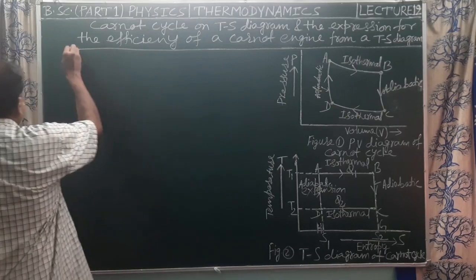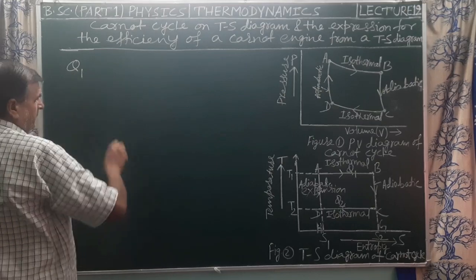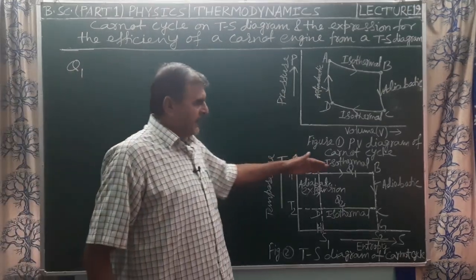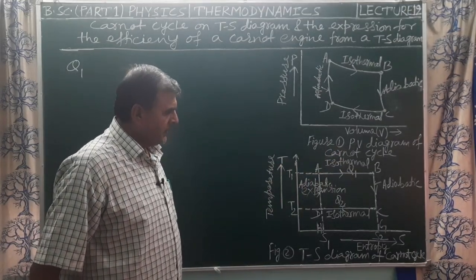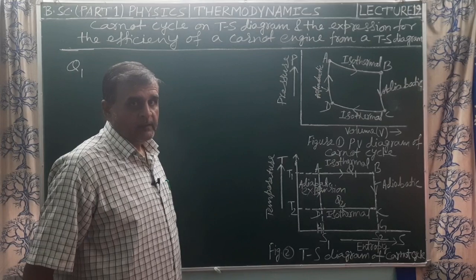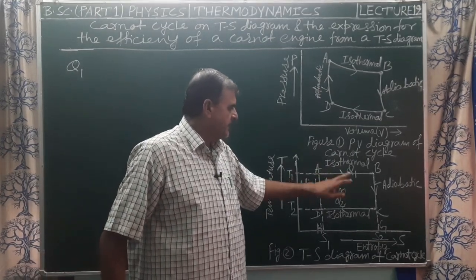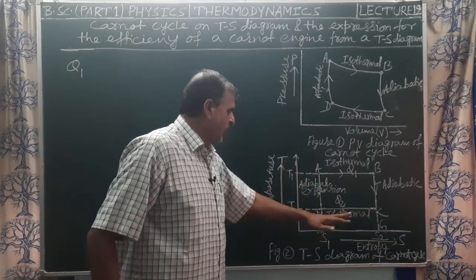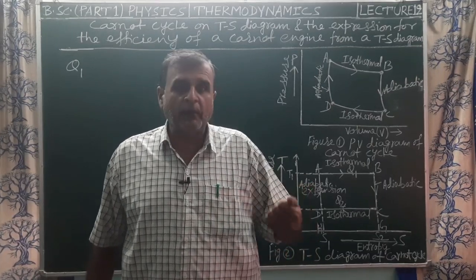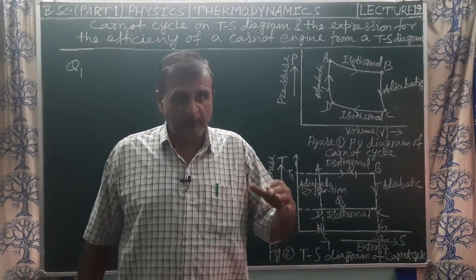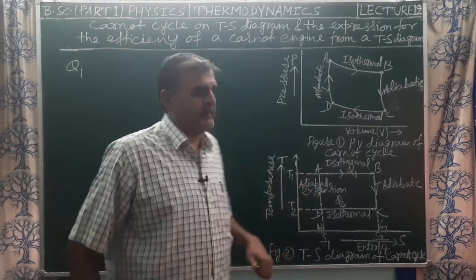So Q1, the amount of heat which is absorbed by the system during the isothermal expansion AB of the Carnot cycle, will be equal to T1 multiplied by AB, that is the change in entropy. Using the relation, change in entropy dS is equal to the amount of heat absorbed or rejected, dQ, upon absolute temperature. That is the mathematical form of the second law of thermodynamics.